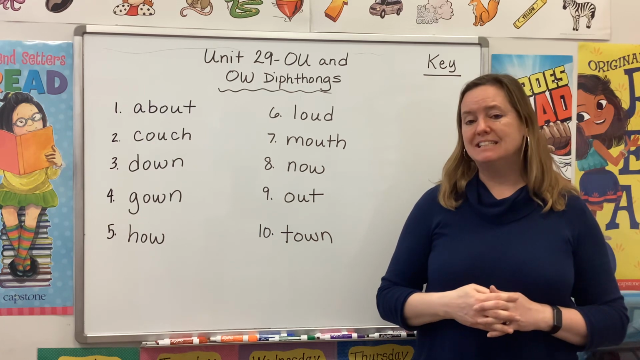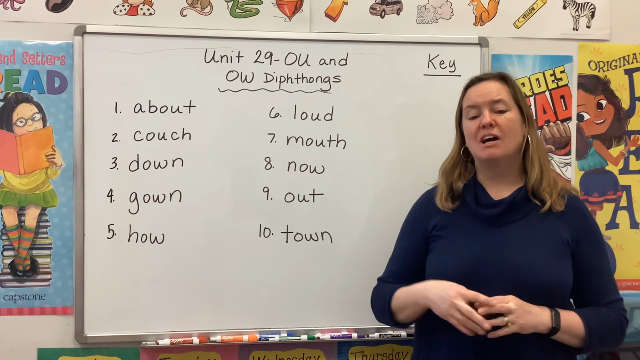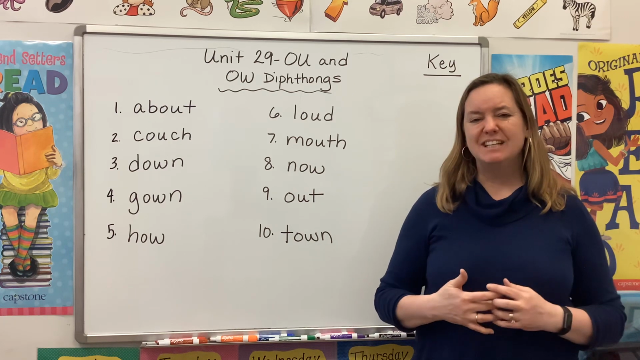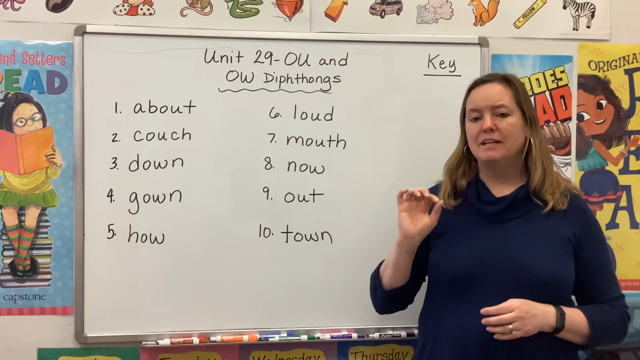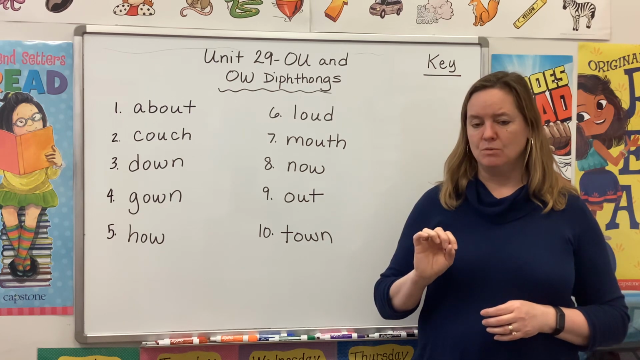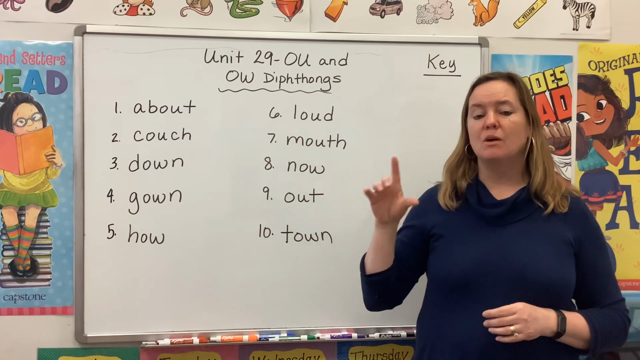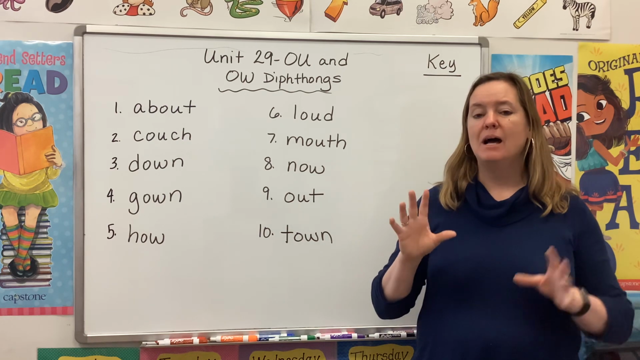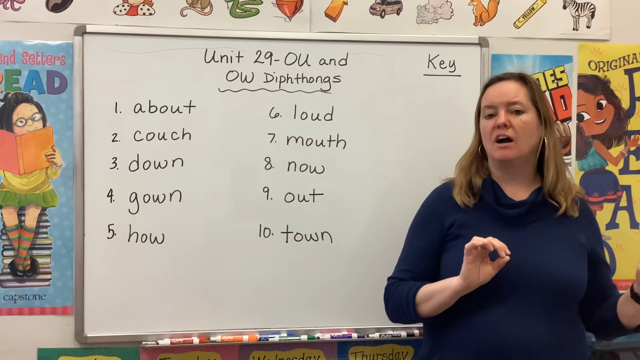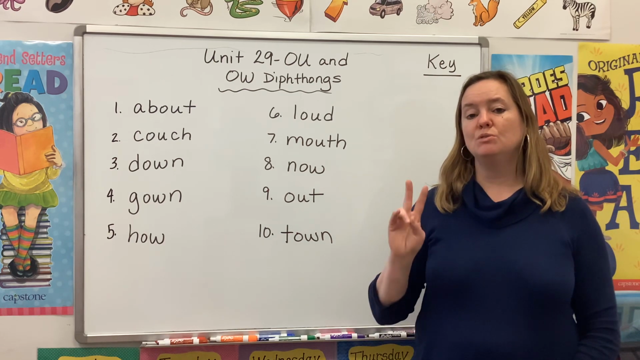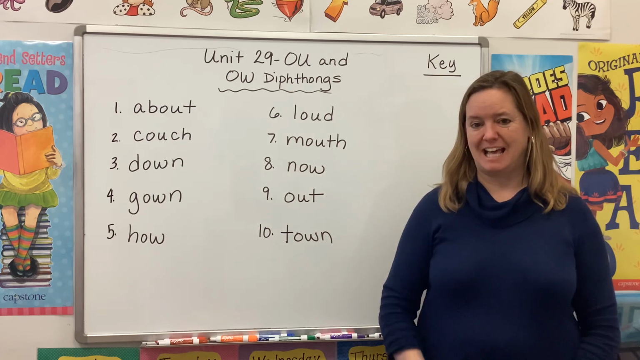The reason it's considered a diphthong is because it has two sounds blended together. So let's see what I mean. I want you to make the ow sound, say it out loud, ow, and I want you to notice that you start with a short O, ah, but then glide into a long U, ow. That's what makes it a diphthong, two sounds gliding together.